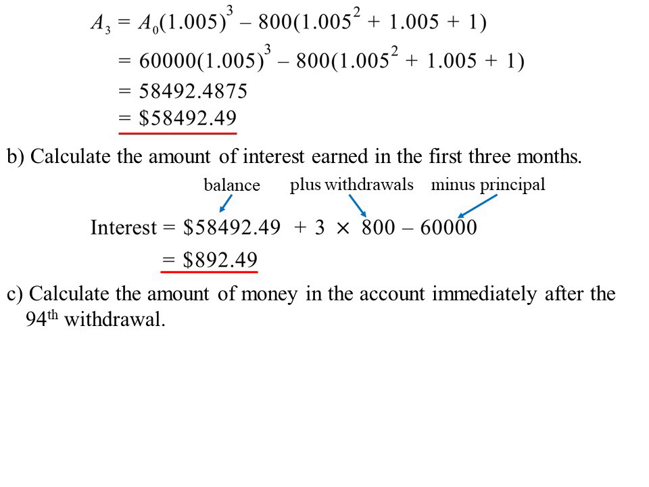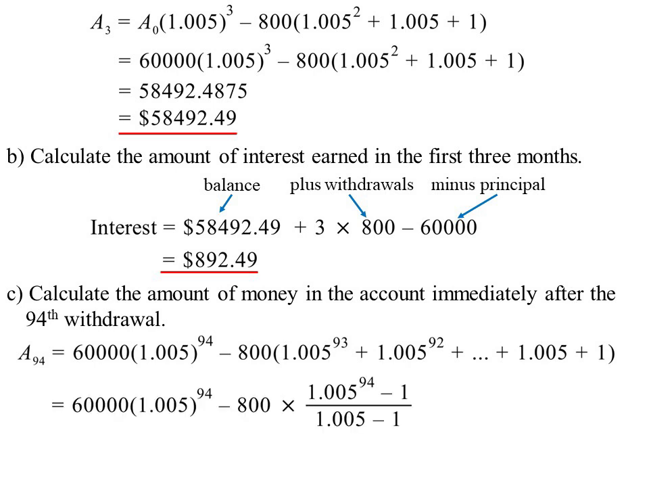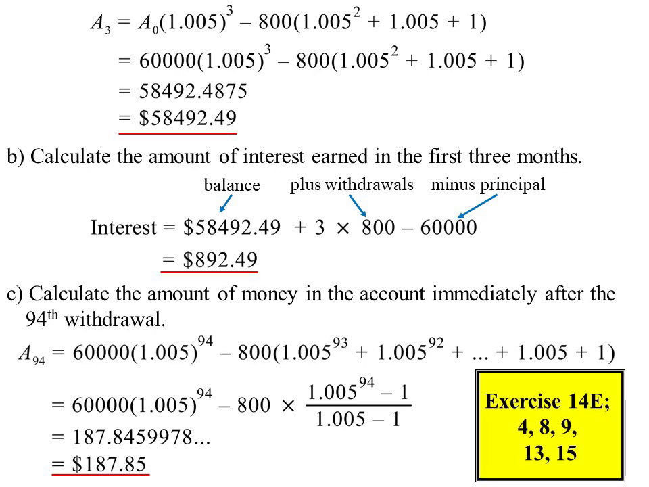How much money have we got in our account after the 94th withdrawal? So if we sub 94 in, basically it's again the same as the time payments. We've got the original amount compounded minus all of the withdrawals in this case. Sub it into our formula, and there we go. 187.85. There we go. You can see I've only picked 5 questions to have a look at.